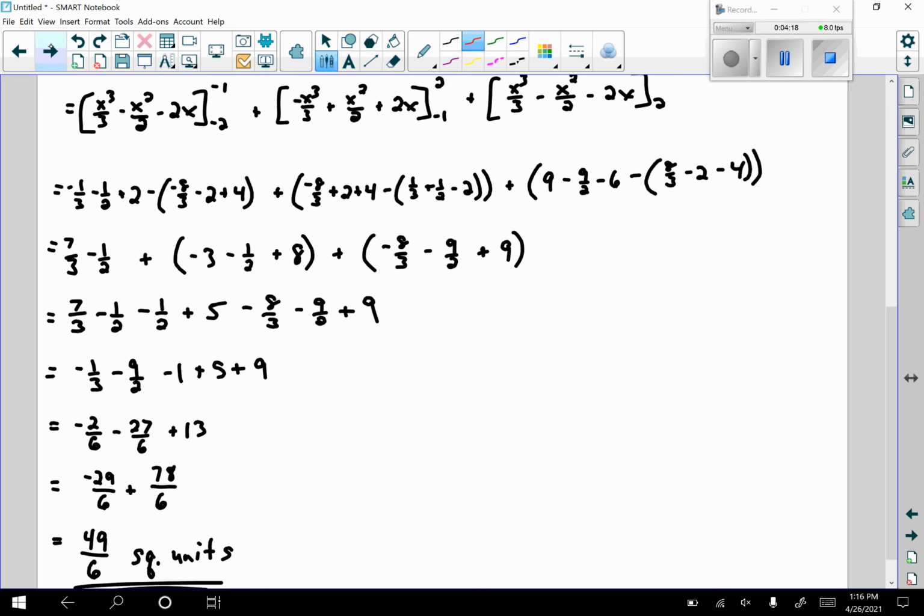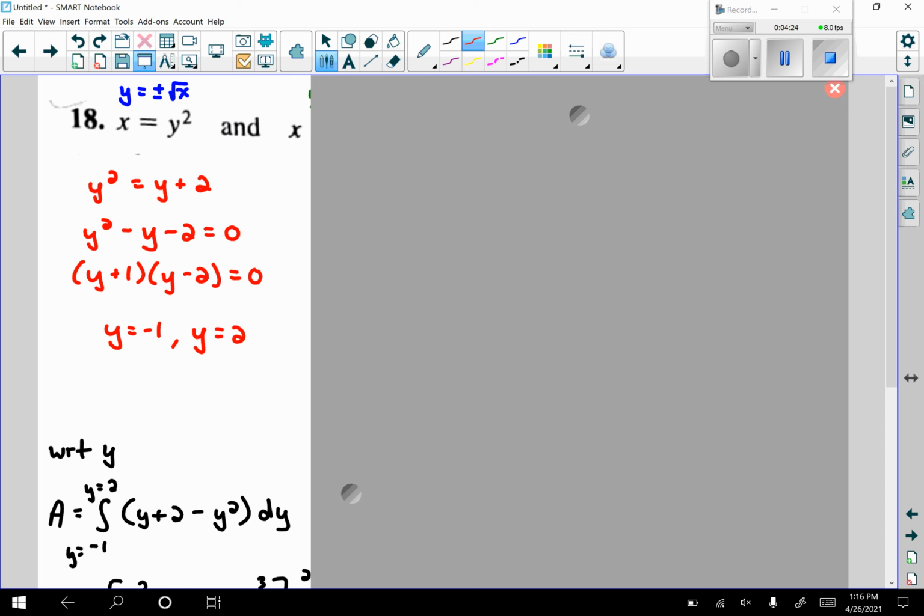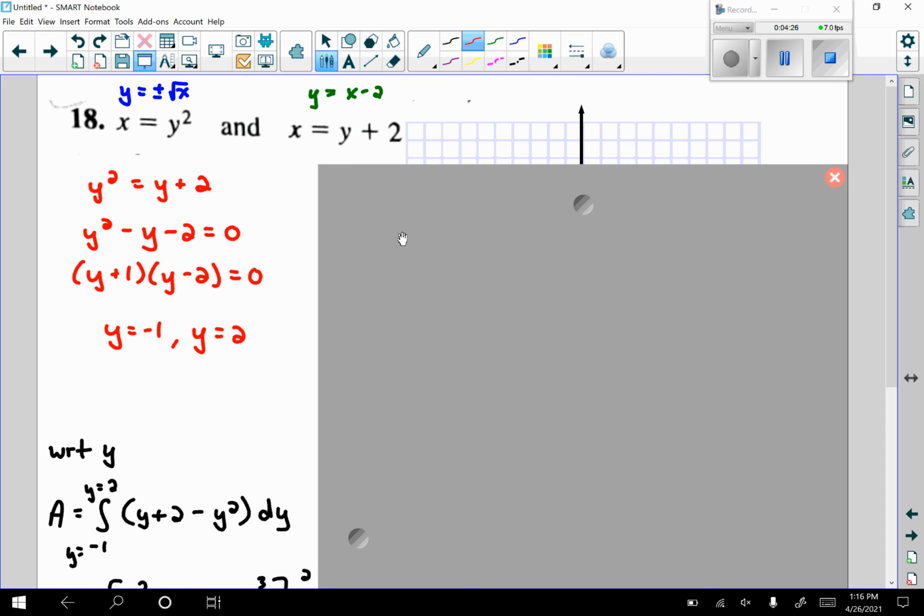Right, and number 18 was another good one with respect to y. We weren't given the graph, which means we have to graph it. But first we should find the points of intersection. Now again, we want this with respect to y. But when we go to graph it, I'm just going to quickly solve for x, because it's a lot quicker to graph when it's solved for y in terms of x. So my y values of my points of intersection are y equals -1 to y equals 2.